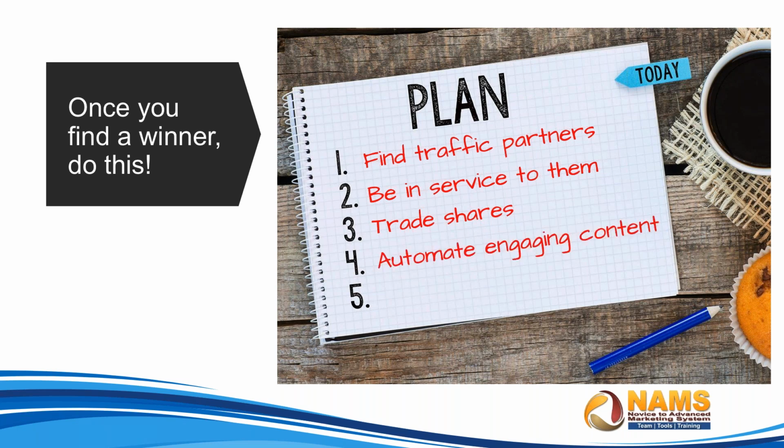And then, of course, automate engaging content. That's what you want to do on your page once you get started. On your Facebook page, you want to automate engaging content, so that you don't scramble all the time looking for content, and you don't let your page languish. The people that come there want to come there frequently. So you're building a loyal list by doing that. You're building a loyal list on your Facebook page.